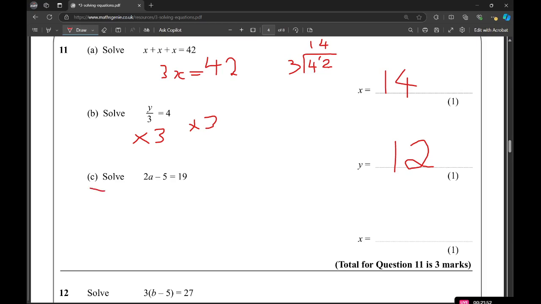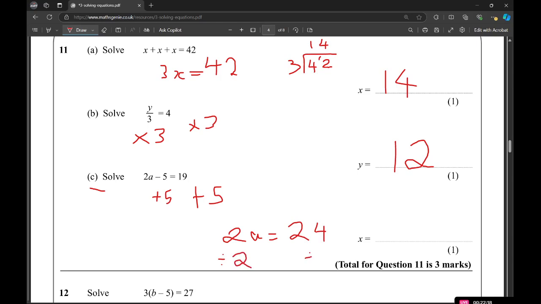Solve 2a minus 5 equals 19, so I'm going to add 5 to both sides. You have 2a is equal to 24. I don't want 2a, I just want a. So I'm going to divide by 2 on both sides to balance each side respectively.